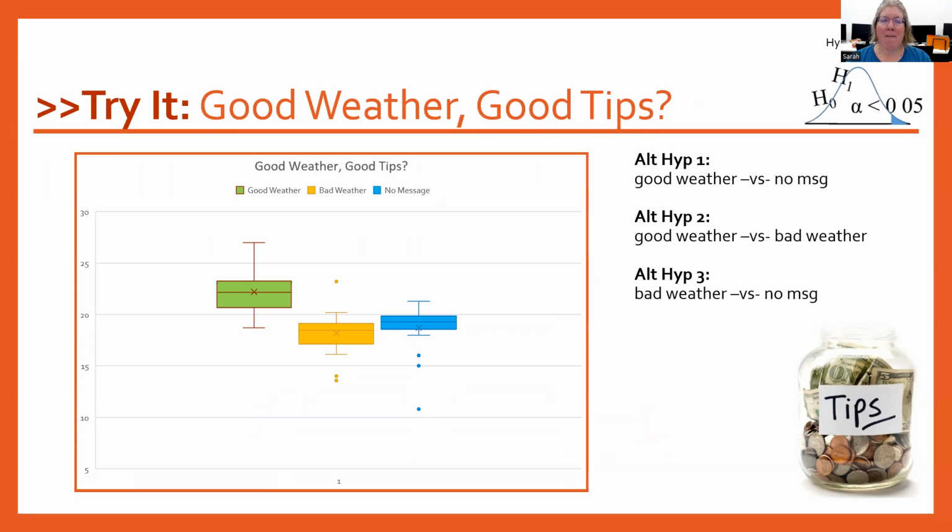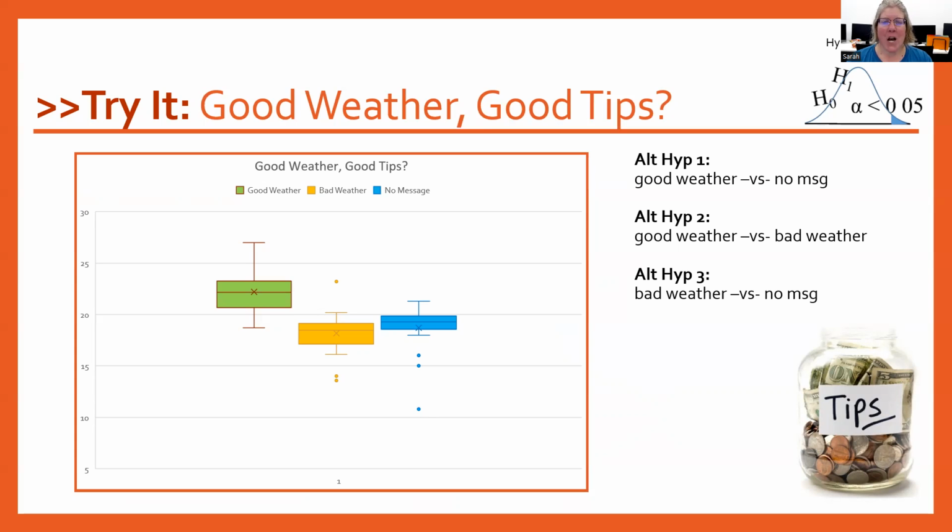So what we're going to do, we have the 3 box plots for the good weather, bad weather, and no message. And I want you to look at the means. Those are the X's for each of those groups, and we're going to compare them, and you're going to decide, mark down on your notes, whether you think there's a big gap or a statistically significant gap between the means or not statistically significant. So the first comparison, your alternate hypothesis 1, is good weather versus no message. So that'll be the box plot on the left and the one on the right. So look at those means and decide, are they statistically significant apart or not?